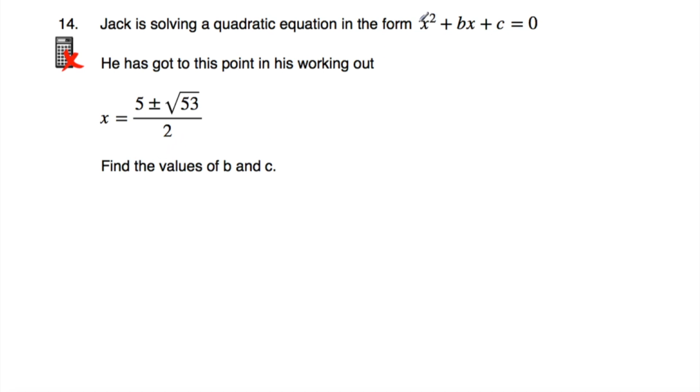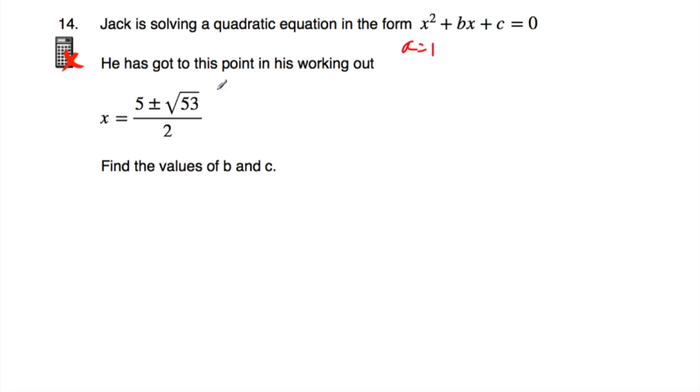Now if we have a look here, we've got it in the form of x squared plus bx plus c. Notice it's just x squared. That means we know already that a is equal to 1 because it's x squared, and that means it's 1x squared, so a is equal to 1. And we've got to find our values for b and c. So let's have a look and see what we've got. So we've got x is equal to 5.